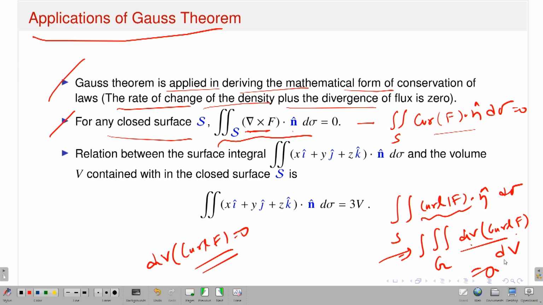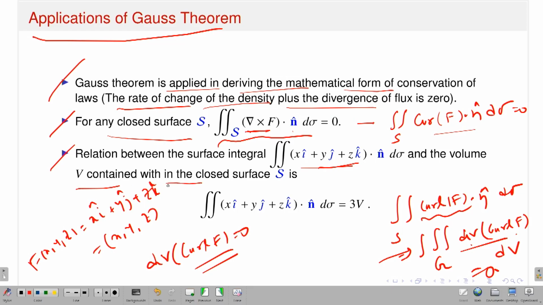That is another application. The third one says the relation between this surface integral, where the vector field is F(x, y, z) = x i cap + y j cap + z k cap, or you can say this is nothing but (x, y, z). This is my vector field. So this surface integral over S, with the volume V contained within the closed surface S, is nothing but 3 times V.